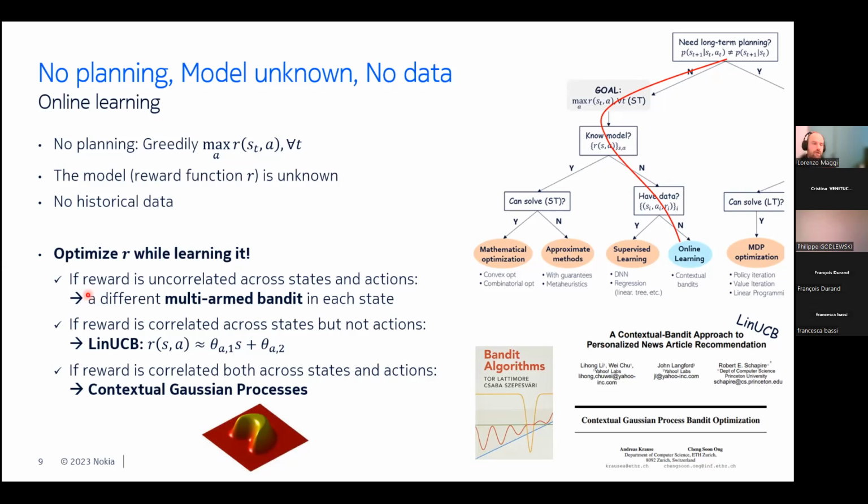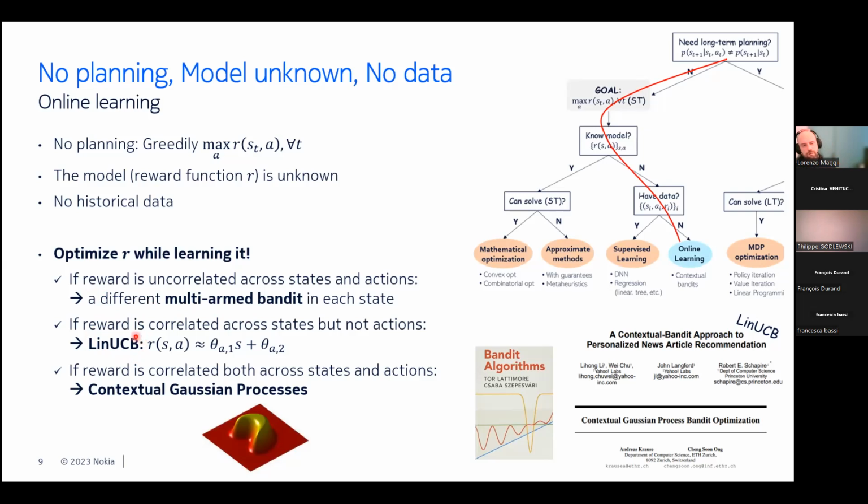Then often the reward is correlated across states. So there is some function that basically links the rewards across different states, right? So you've taken an action in a certain state, and you can roughly assume that across different states, the reward does not change that much.